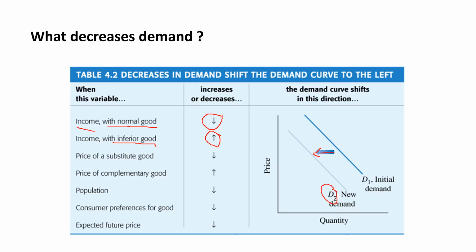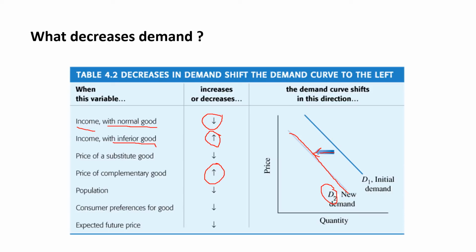The price of the complementary goods. If the price of the complementary goods increases, for example, the price of printers increases, what will happen over here? People will stop buying printers, and that means the demand for the ink will decrease and this will cause a shift to the left for the demand curve.